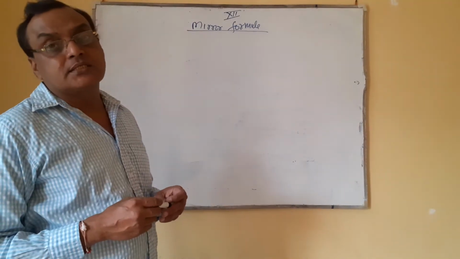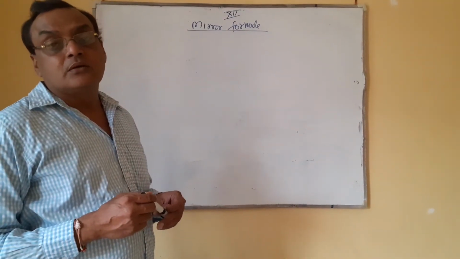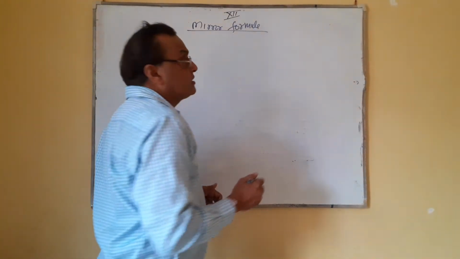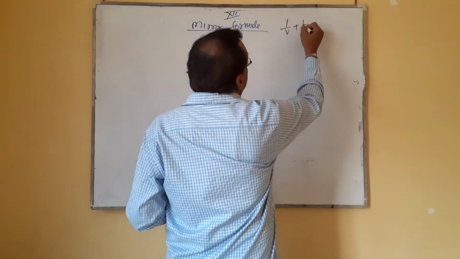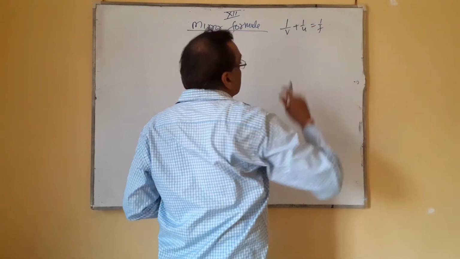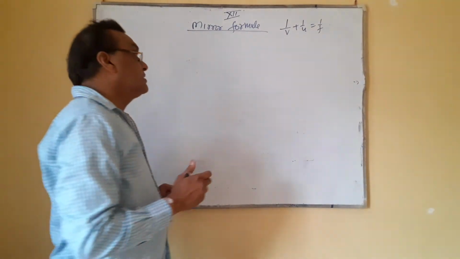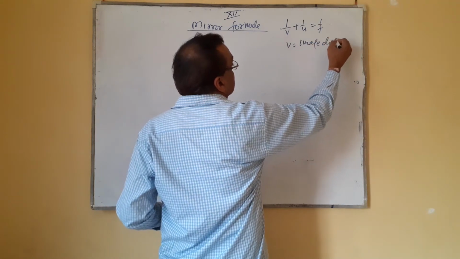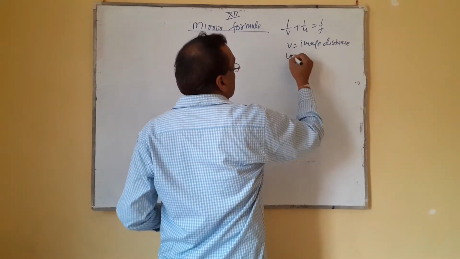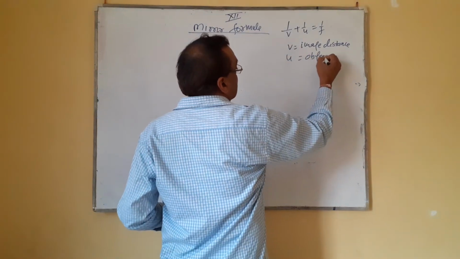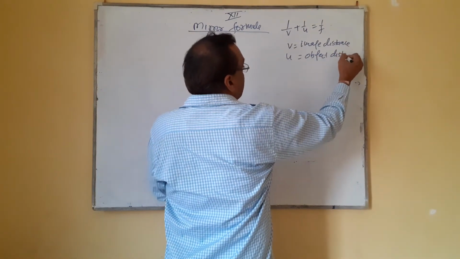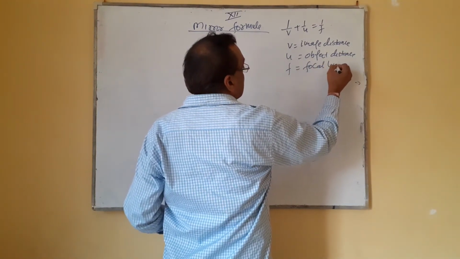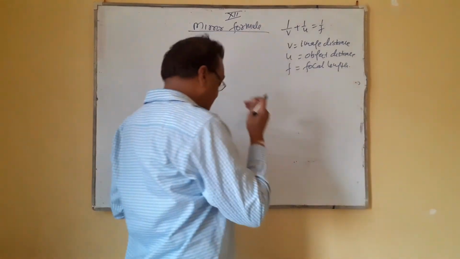Here we are just discussing the mirror formula. So what is the mirror formula? 1 by V plus 1 by U is equal to 1 by F. V, what is that? V is the image distance, you already know. U is the object distance. F is the focal length.